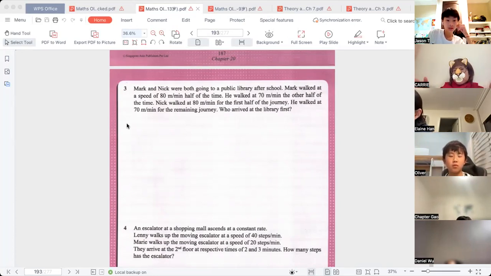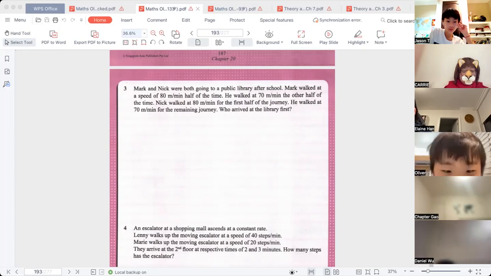Mark walked at the speed of 80 meters per minute for half of the time. 他一半的时间用80米每分钟，剩下一半的时间用70米每分钟。但是 Nick 是 walk half of the journey. That's not the same thing, Jason. 一个是 half of the time, 一个是 half of the distance. It's totally different. I'm sorry. No worry.